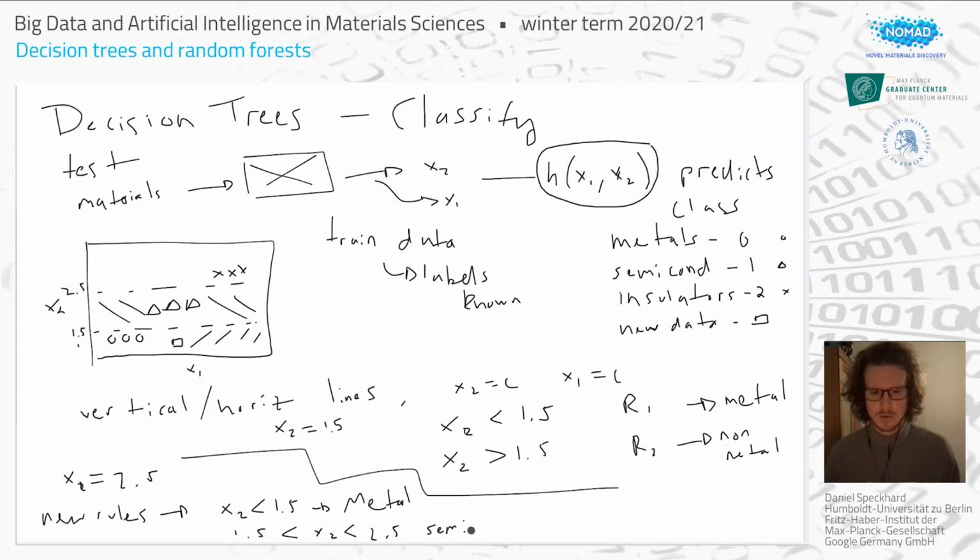So this is another region. Maybe we call this region 1 now, and maybe this is region 2. And our last region then would be x2 greater than 2.5. And since there's only insulators there, we'll classify it as an insulator. Great, so we've actually solved our problem already just using these two simple lines. And that's the most simple tree that we can develop.